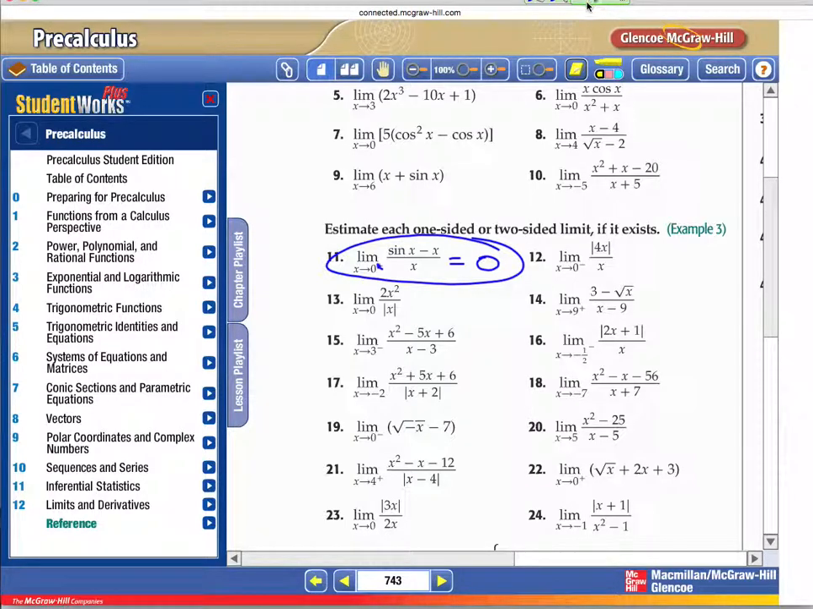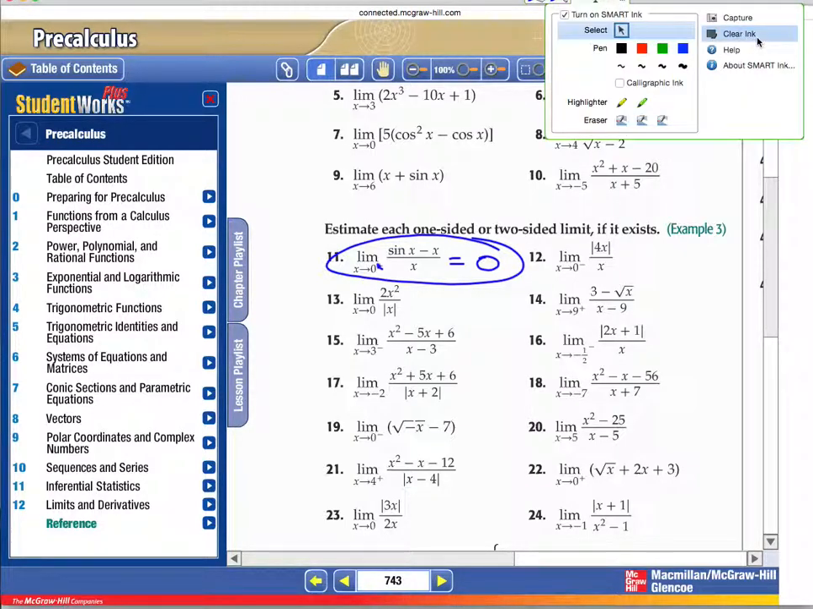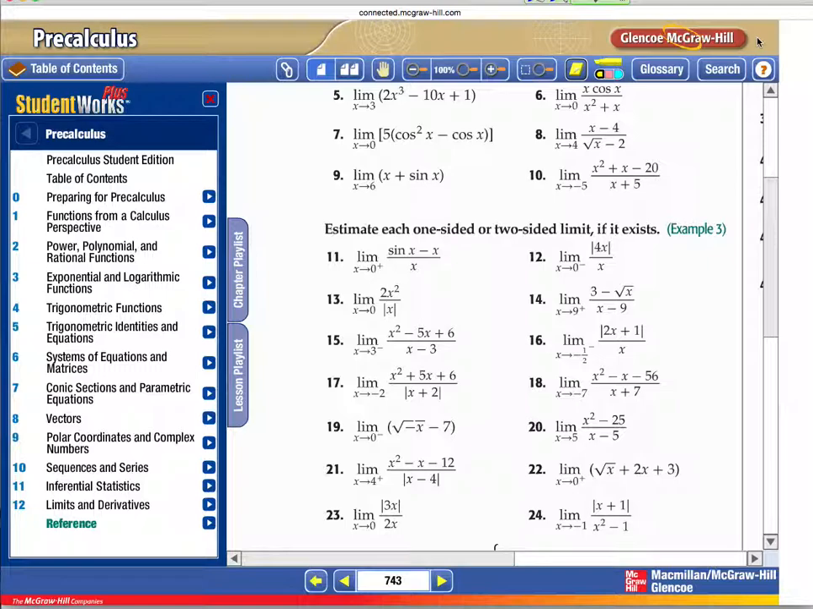All right. Let's look at number 17. 17 is the next one we'll do. Garrett, read 17 to me. The limit as x approaches negative 2 of x squared plus 5x plus 6 over x plus 2. Very good. Okay. And what should our solution be? Austin, what are we looking for? A y value. That's what I want to hear.